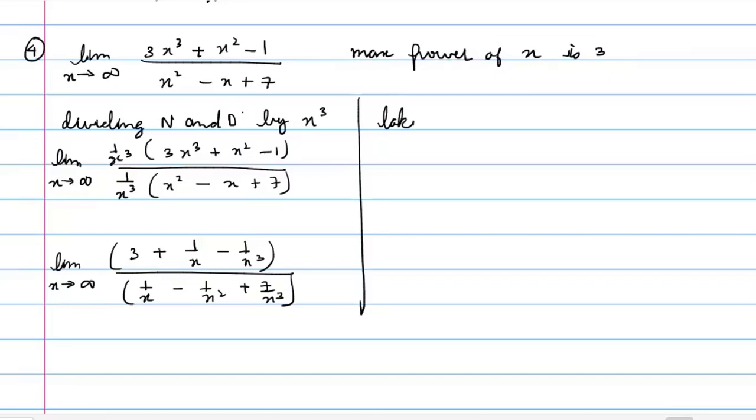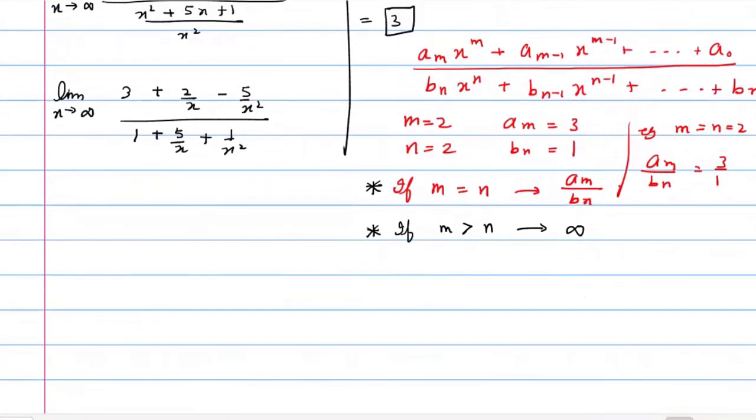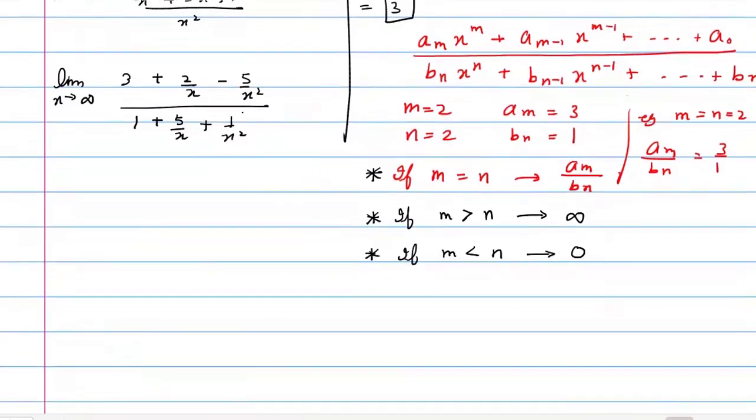Taking the limit, three plus 0 minus 0, 0, and that is infinite. So that goes with the logic that when you have m greater than n, the numerator power greater than the denominator power, the answer is infinite. So now we are left with the third possibility. If m is less than n, in this case, you'll get 0 in the numerator. So it will be 0.